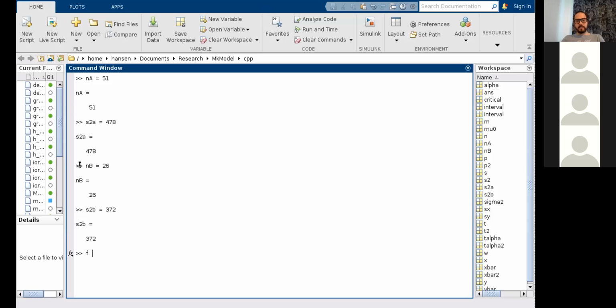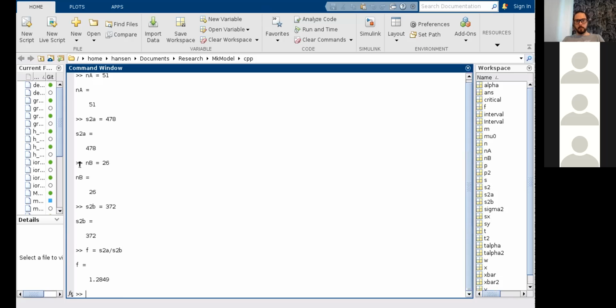So we calculate the F statistic, and we can take the F statistic as simply S2A over S2B. And now we can calculate the p-value basically from this. So we can calculate the FCDF of F, and remember here we have to make sure the numerator was A, so we have NA, and the denominator was NB. And we get that this is 75%.